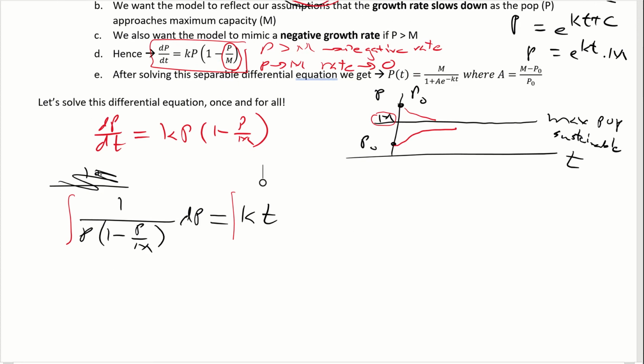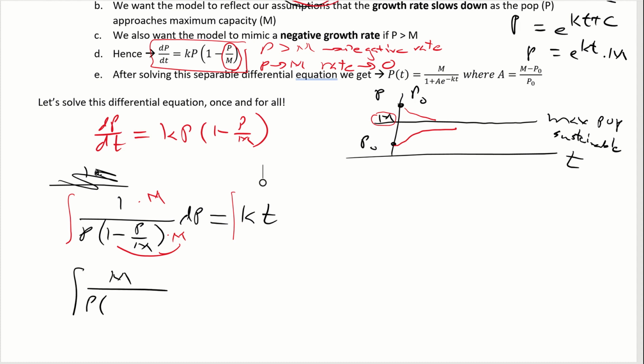But the one on the left is a mess, right? We can do stuff to it. The thing that might be a good idea is to hit it with an M and hit this guy with an M, and that'll kind of clear things up in there. So let's take a look at what it looks like now if we do that. We've got integral of M over P(M minus P) dP.